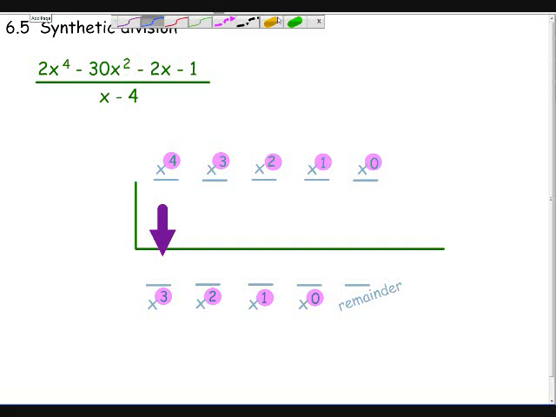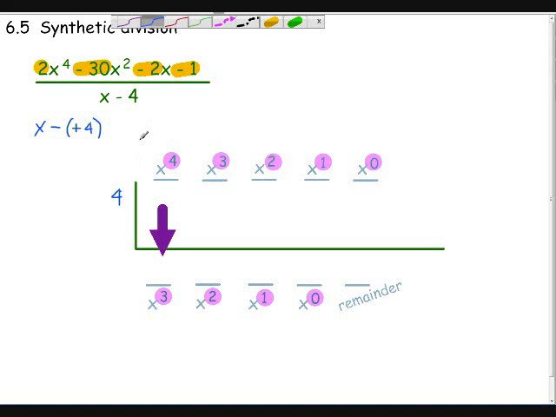Another one. I've got 2 as a coefficient. I've got 30 minus 2 minus 1. Those are my coefficients. And let's check this out. I know I have to be in the form of x minus a, and a is going to be my divisor. So I'm dividing by a positive 4.